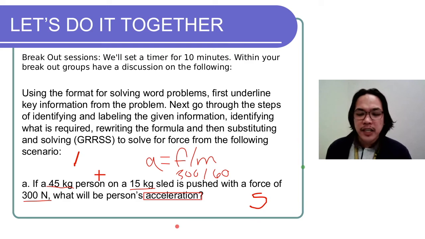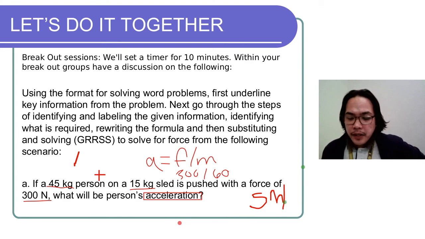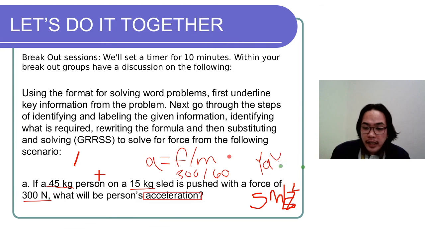What is the unit for acceleration? Okay, meter per second squared. There should be an S. Okay, meter per second squared. So that is your acceleration. Okay, good job, everyone. That's quick. And it seems that you know already what to do.